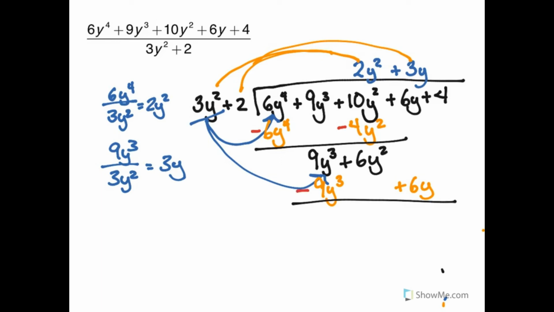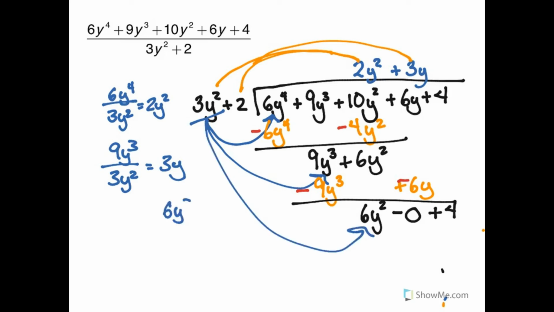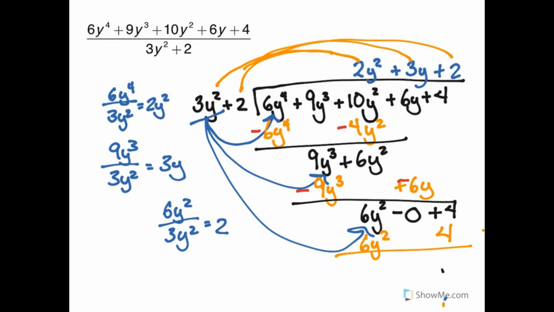Now I can subtract or change the signs and add. 6y squared comes down, and it's minus 6y, minus 6y minus 0 plus 4. Okay, time to divide again. 6y squared divided by 3y squared is just 2. So my last term is 2. 2 is multiplied by 3y squared and gives me 6y squared. And 2 is multiplied by 2 and gives me 4. Change the signs, and I have remainder 0.